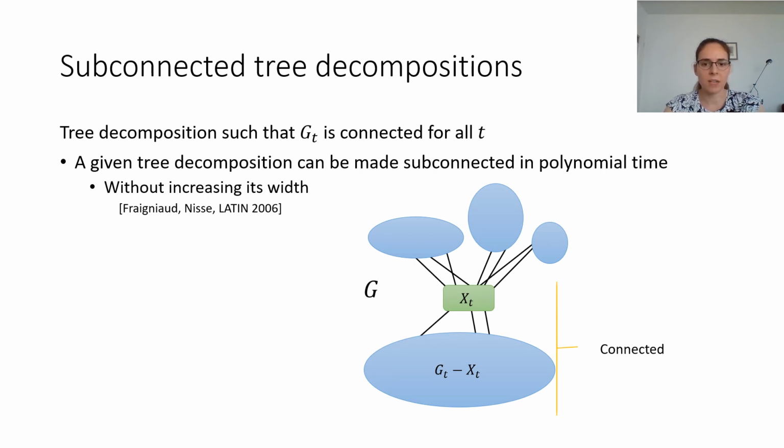This is sort of natural because you can think that if there's some bag that contains two distinct connected components of the subtree, you could split it into two separate bags. It's on the other hand not clear that this subconnected tree decomposition is also a nice tree decomposition, for those of you who are familiar with nice tree decompositions.